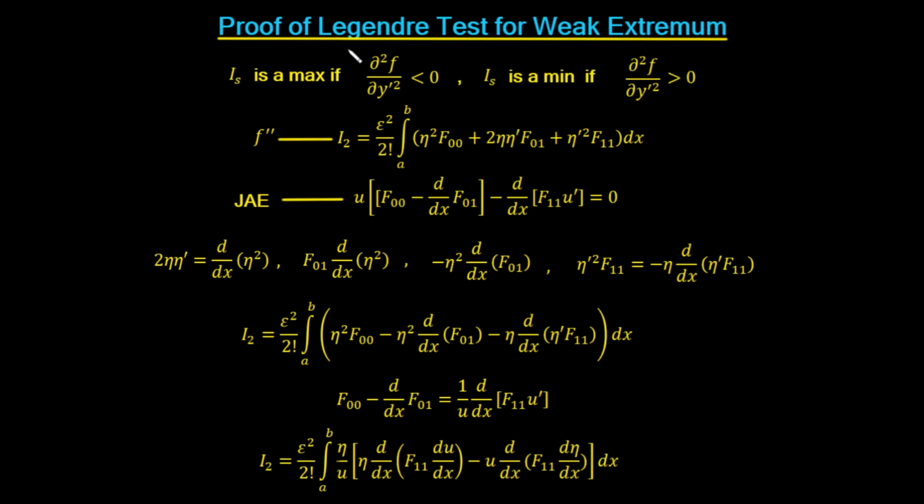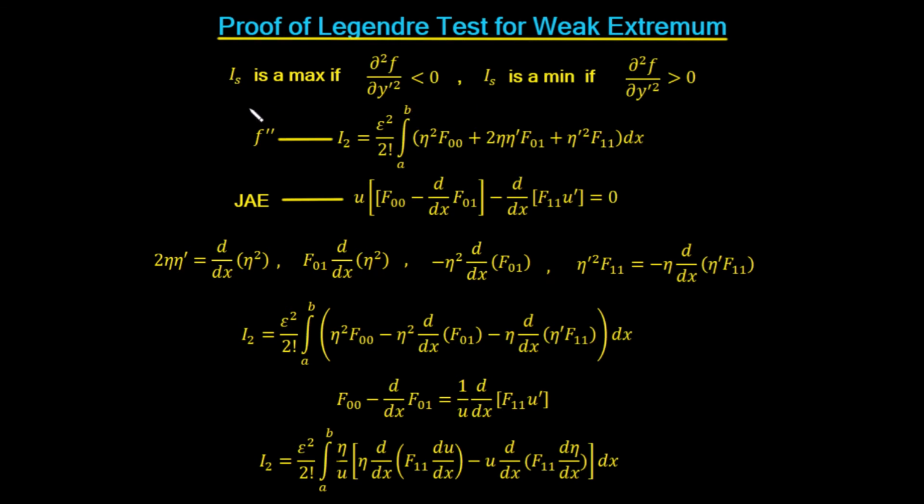Now we've seen, when we looked at the Legendre test and stated it in a previous video, that the extremum, if we call it I, is a maximum if the partial squared f by partial y derivative squared is less than 0, and it's a minimum if the partial squared f by partial y derivative squared is greater than 0. So we want to show that this is actually the case, and we want to prove this.